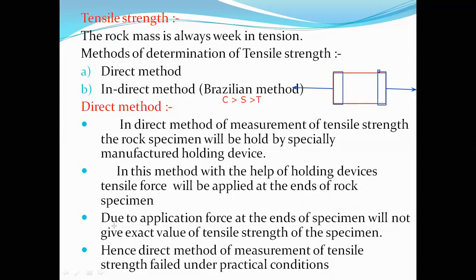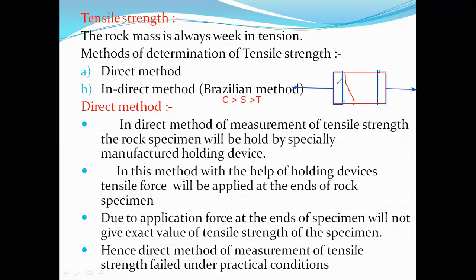Next, application of the force at the ends of the specimen will not give the exact value, because you are applying it at the ends. That's where it actually failed. Why did it fail? Because in the direct method, the force that is applied is not acting uniformly across the specimen. Sometimes it might fail somewhere here itself. Let me draw this, using a different color. Yeah, it might fail like this, which may or may not be the exact representation of the tensile strength of the specimen.